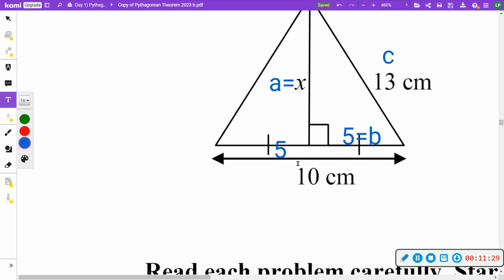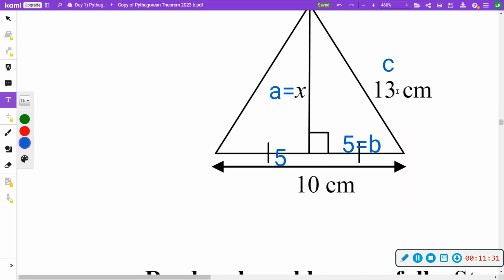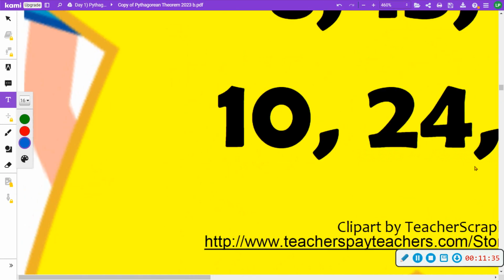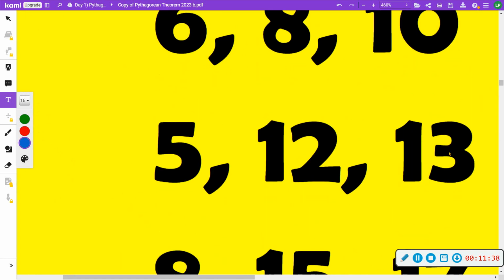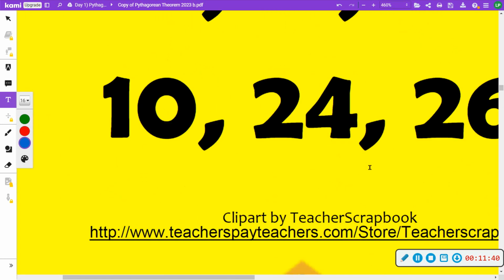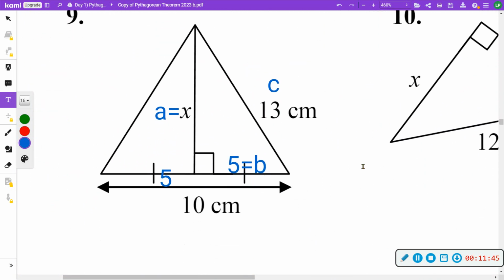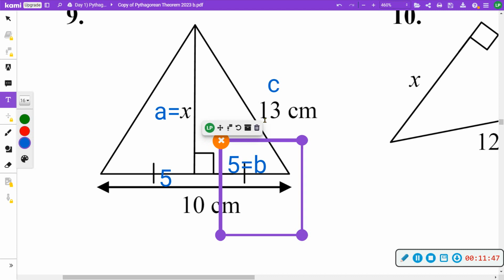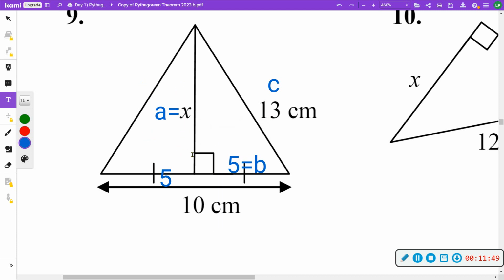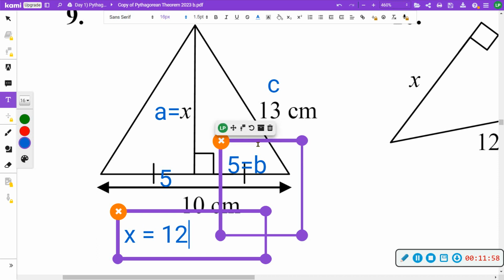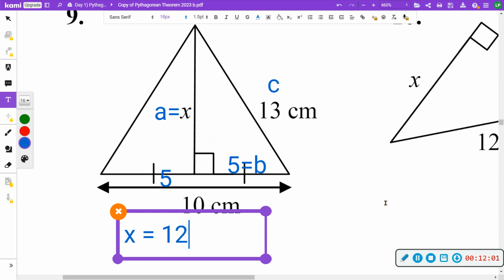Now, I'm going to check the Pythagorean triples because is there one where the hypotenuse is 13? Let's go look. 13, so we got 5, 12, 13. Is that what we have here? Let's see. Look, 5, 13, so this has to be 12 because it's a Pythagorean triple. And I could use A squared plus B squared is C squared, but I would finish off by saying X is 12. Because anytime you see a leg of 5 and hypotenuse of 13, you know the other one is 12.